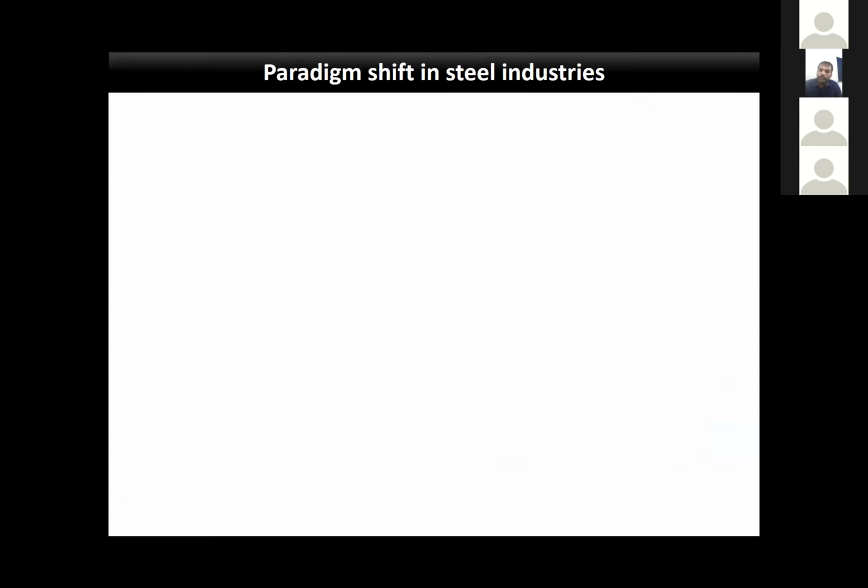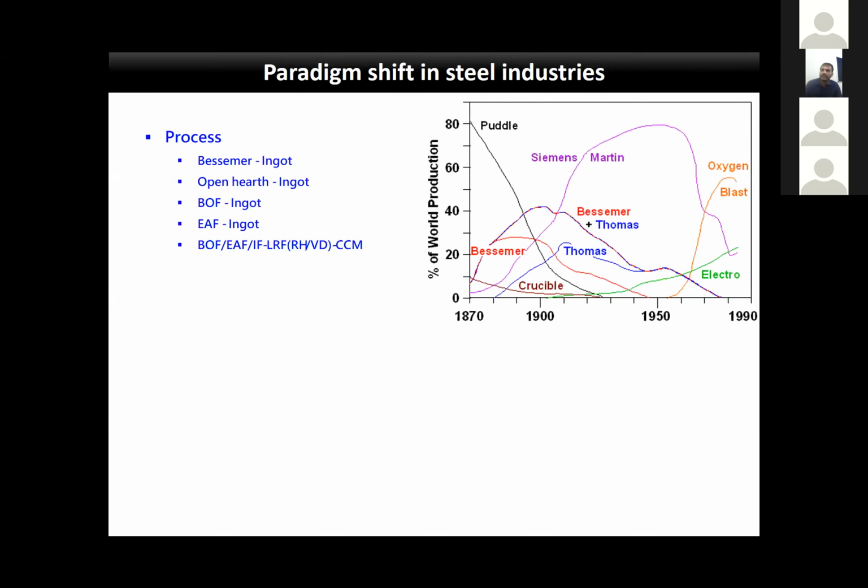Before going into the subject, I would like to give a background of the steel industries, the development of steel industries that has happened over several decades. The first process we know is the Bessemer process, one of the steelmaking unit operations that got developed around the mid 18th century, and after that it was open hearth, and after that the basic oxygen furnace concept came into the picture, that is the BOF steelmaking process.